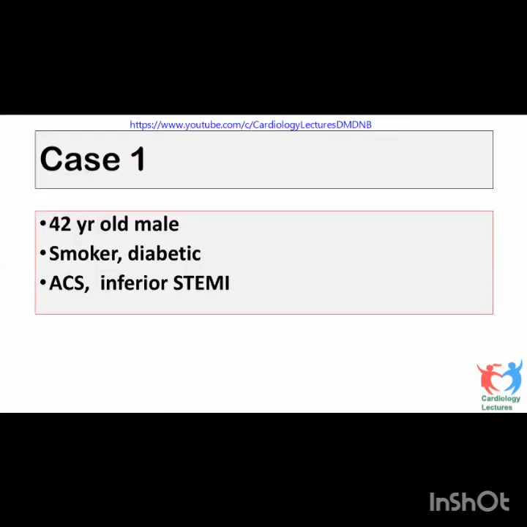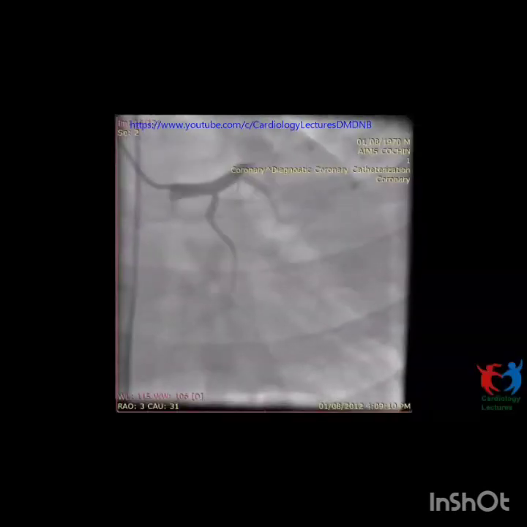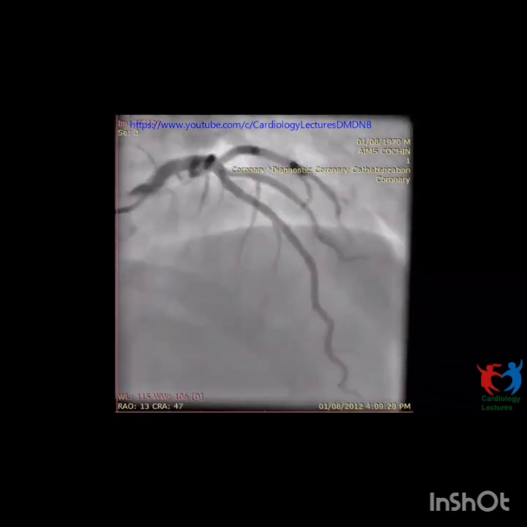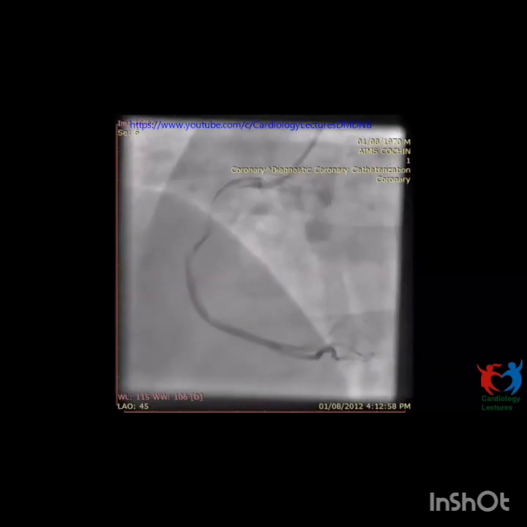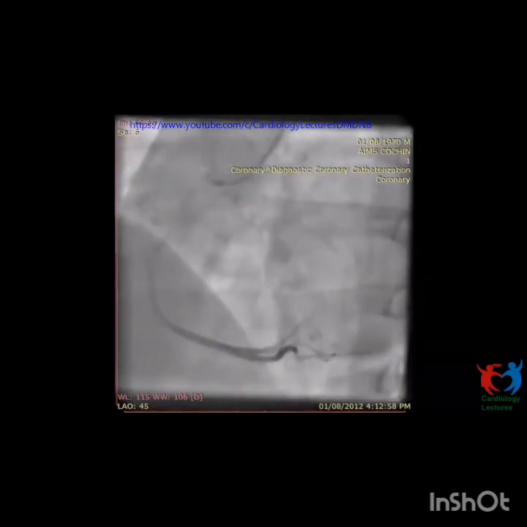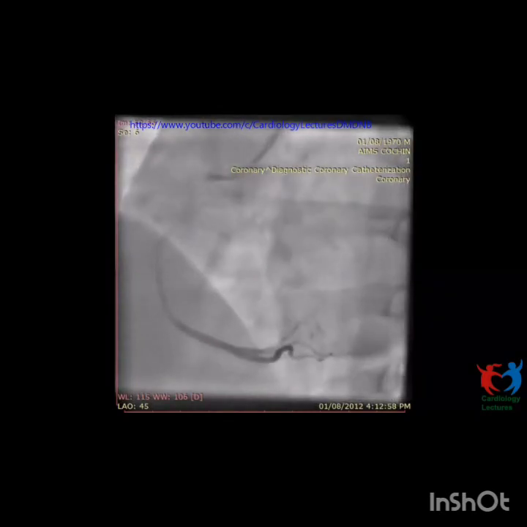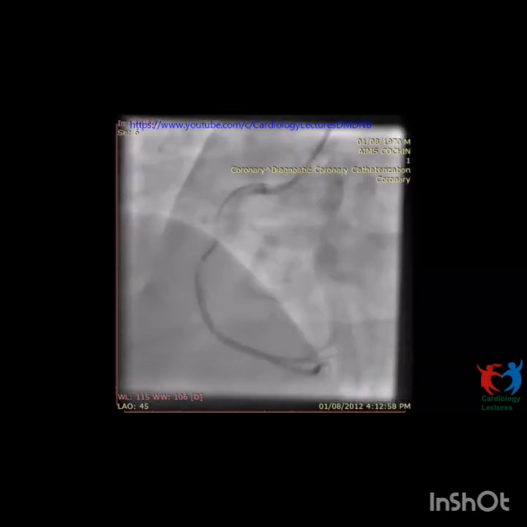Now, moving on to the cases. The first case is a 42-year-old male, a smoker, a diabetic, who presented with an acute inferior wall ST elevation myocardial infarction. The left system was essentially normal, as you can see here. The right system, this was the first shot after doing the angiogram. One may even think it is a guide catheter dissection because it looks like a spiraling thing.